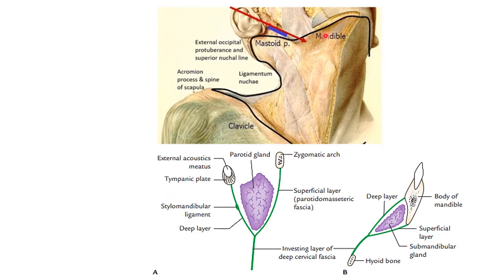Posterior to the submandibular gland, here is the parotid gland. At the lower pole of the parotid gland, it again splits into two layers and encloses the parotid gland. The anterior layer is strong and goes over the surface of the parotid gland and is attached to the lower border of the zygomatic arch. The posterior layer goes behind the parotid gland and gets attached to the external acoustic meatus and the styloid process.